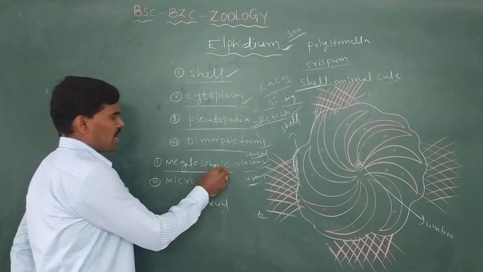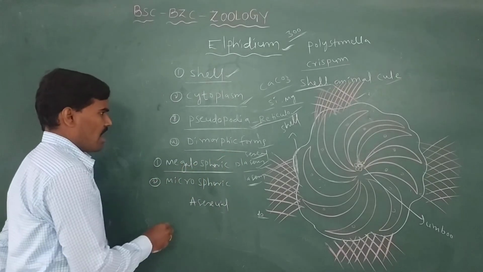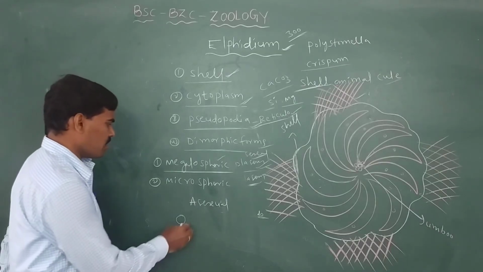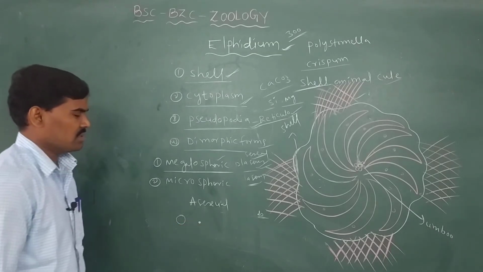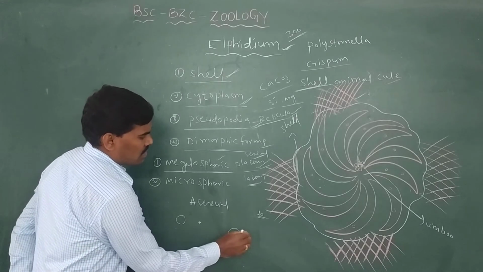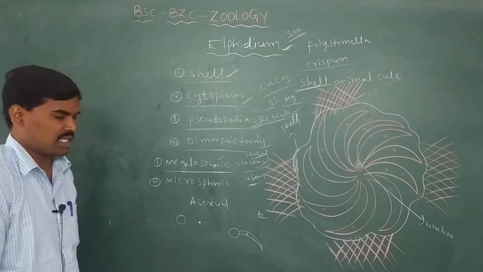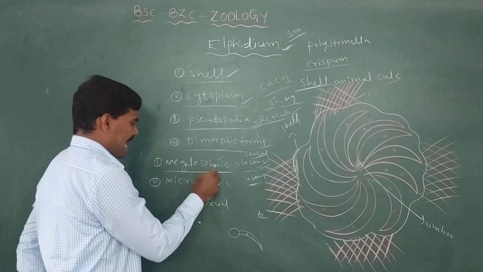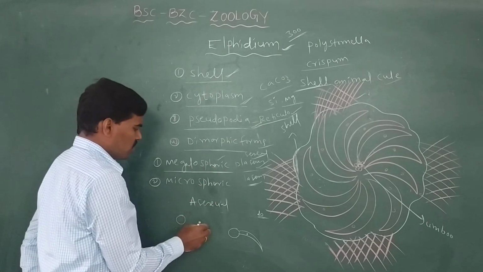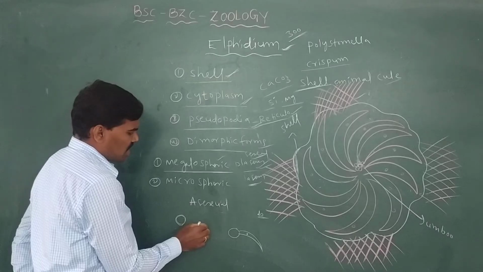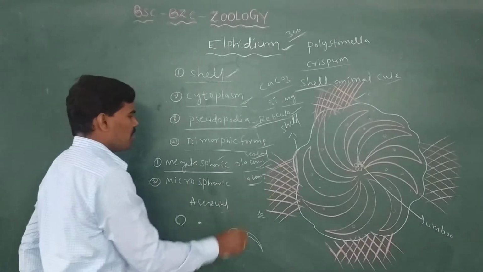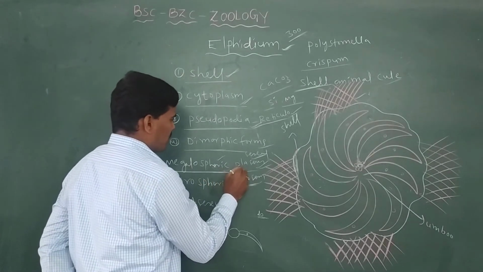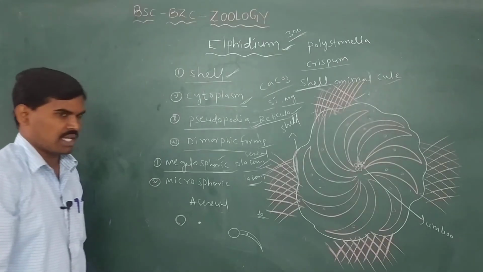The megalospheric form has a large proloculum and a single nucleus. The large proloculum and chambers have a single nucleus present. The megalospheric form reproduces sexually, and in the microspheric form asexual reproduction takes place.